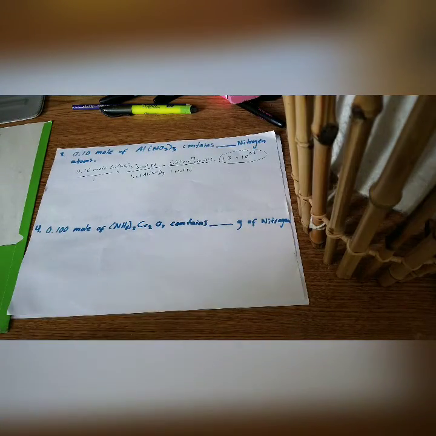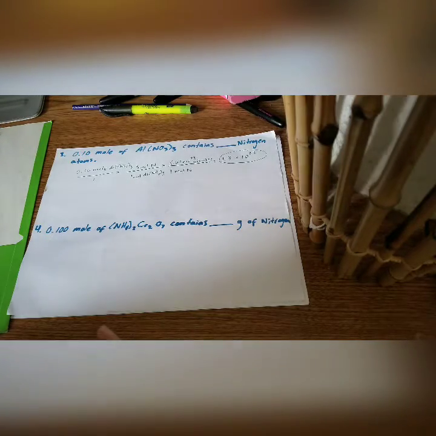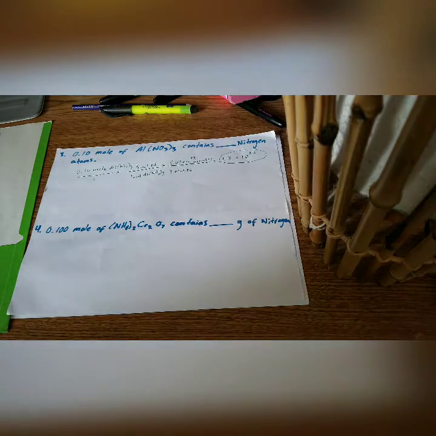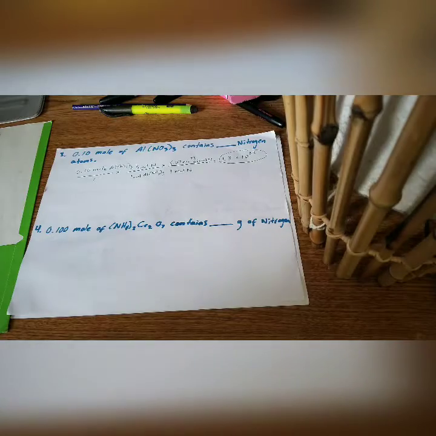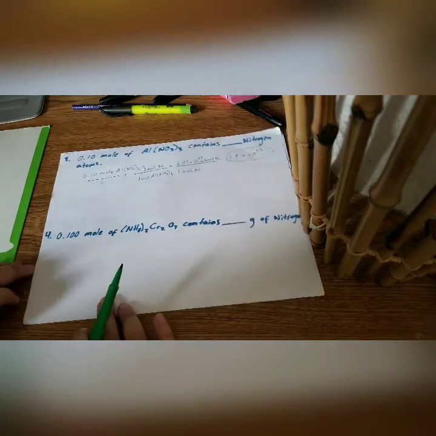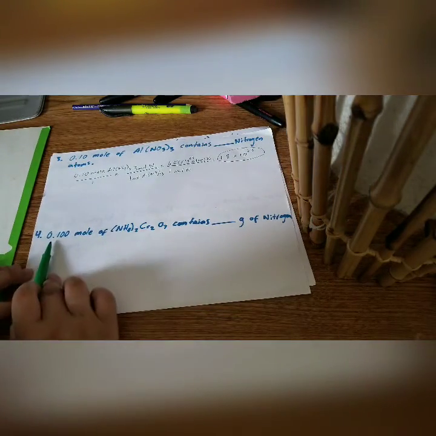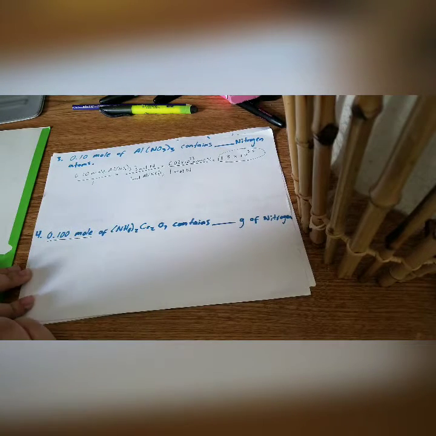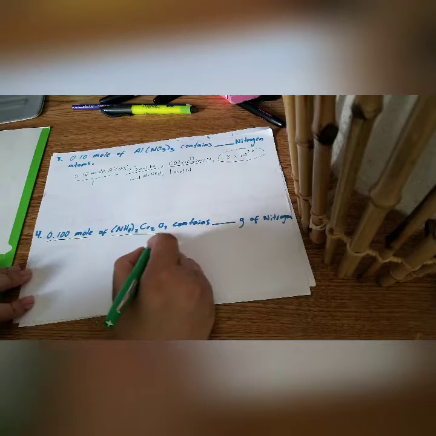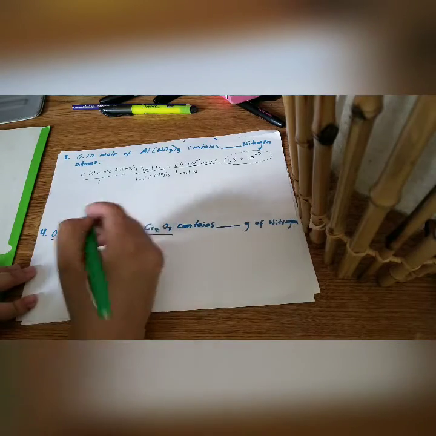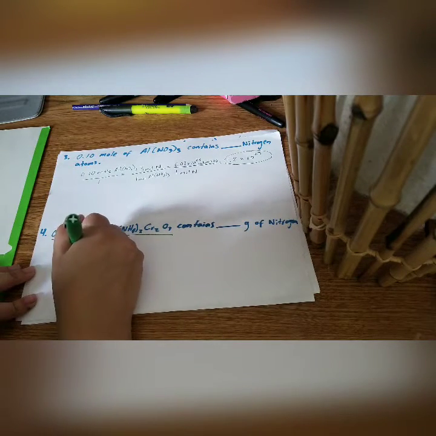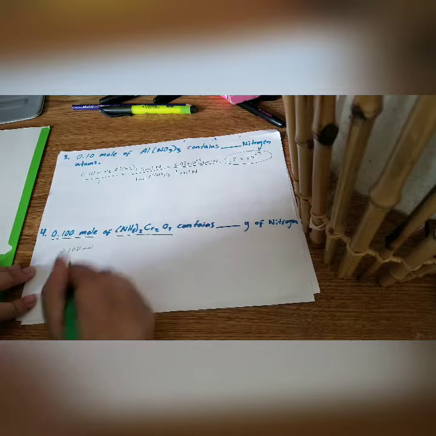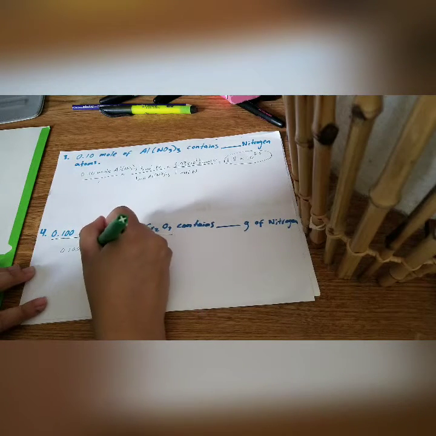Number 4 says you have 0.100 moles of ammonium dichromate, and this contains how many grams of nitrogen? So again, you start off with whatever information they give you. So we write 0.100 moles of this compound.